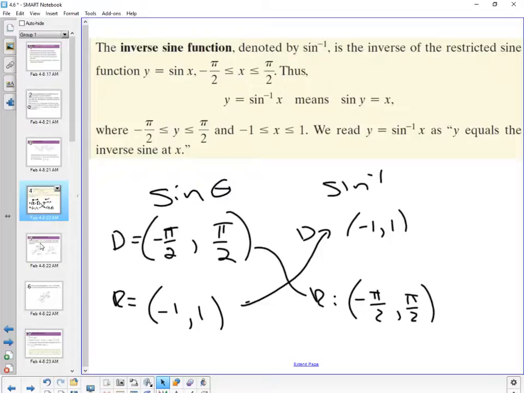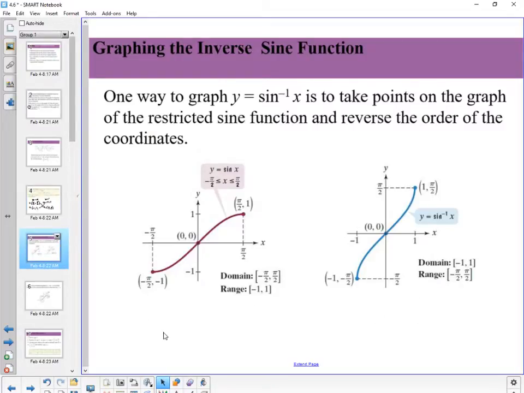Okay, so here are the two side by side. Here's the original sine function on the left. There is the piece that we restricted the domain to. And if you take a look at the inverse function, you can obviously see that the domain and range have swapped, and the shape looks a little different. It almost looks like our tangent, doesn't it? Yes.